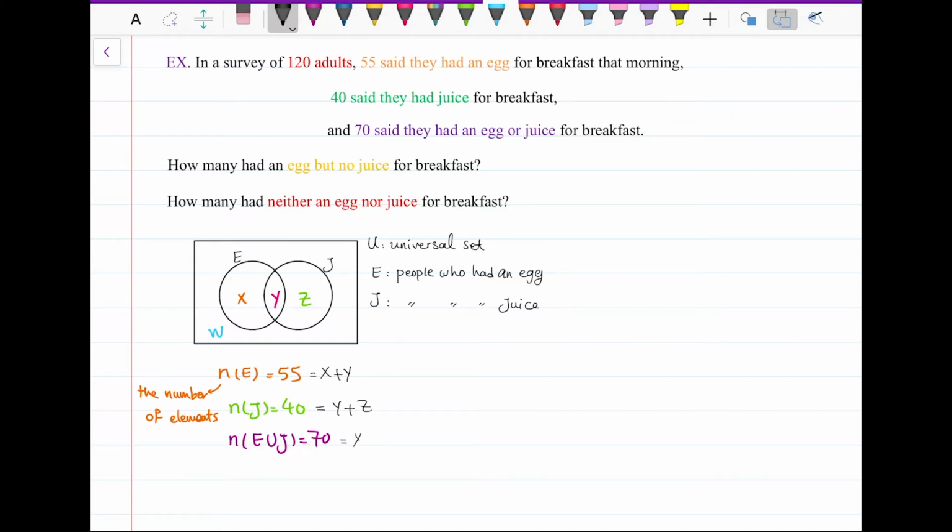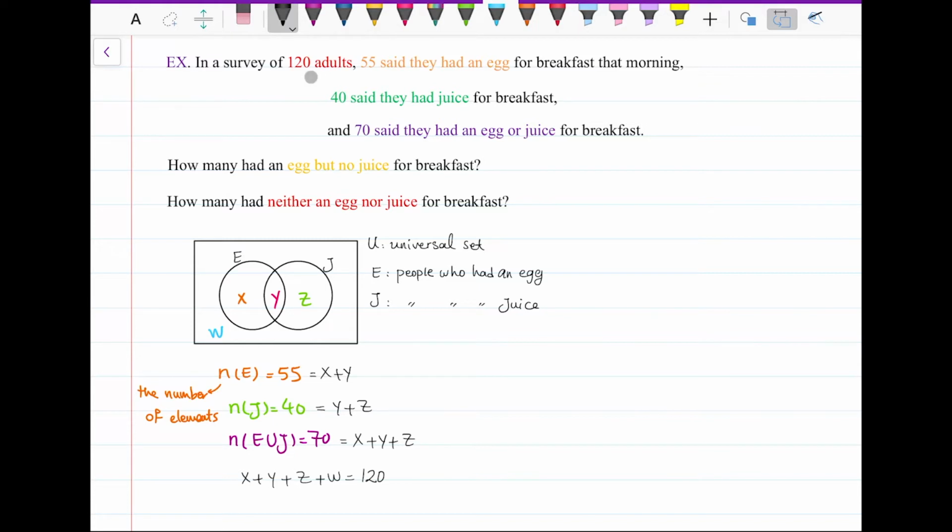N of E union J would be X plus Y plus Z. And now something else I know. I know one other equation: x plus y plus z plus w is 120. Okay?